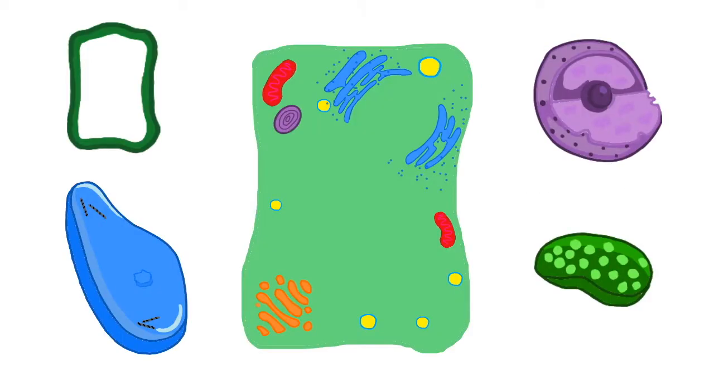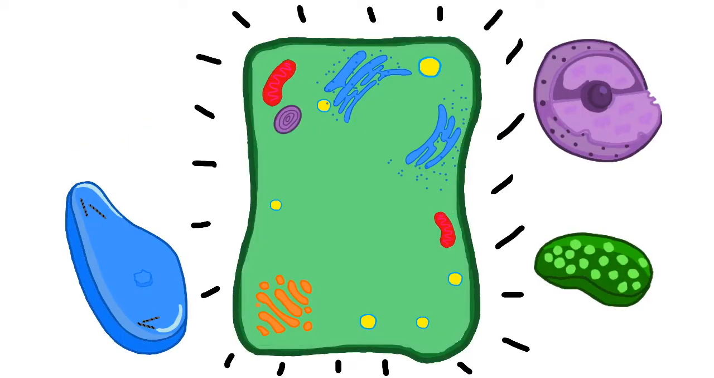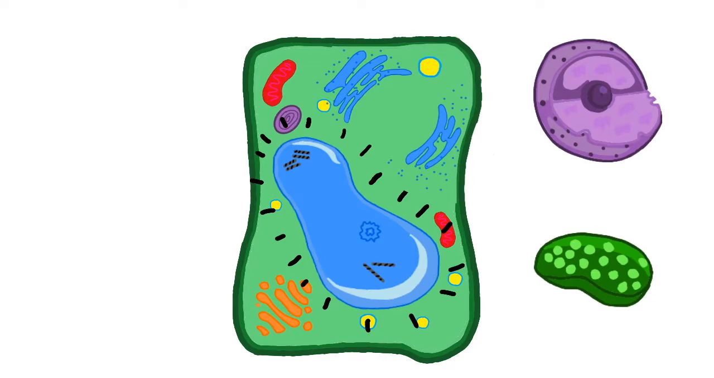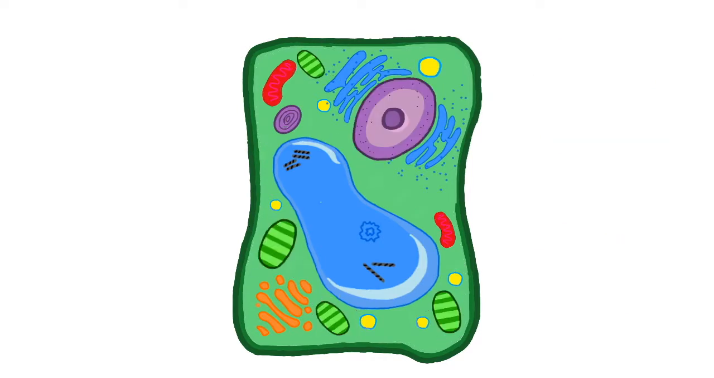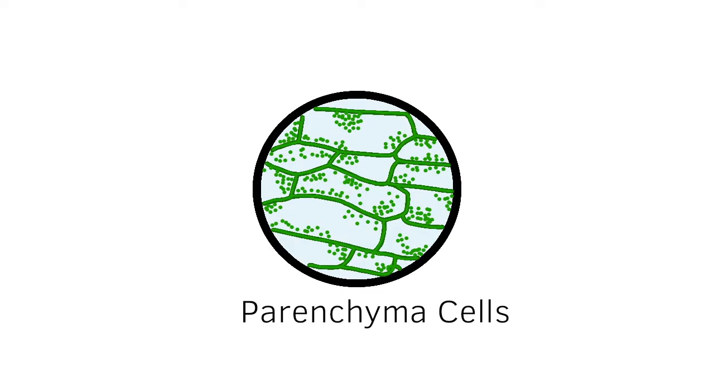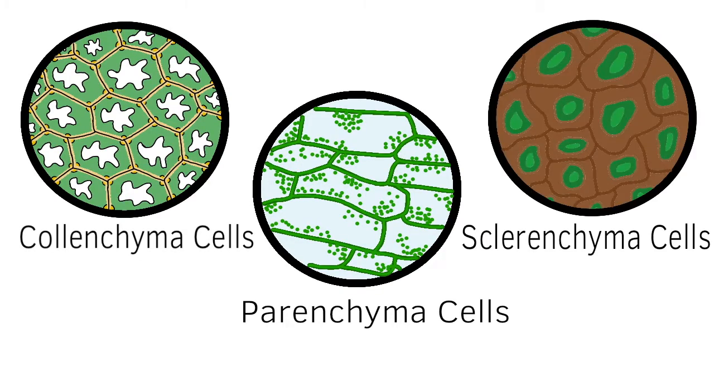As you all should know, this is a plant cell. The main components of a plant cell are a cell wall, plasma membrane, central vacuole, nucleus, and chloroplasts. There are several different types of plant cells, which include parenchyma cells, collenchyma cells, and sclerenchyma cells.